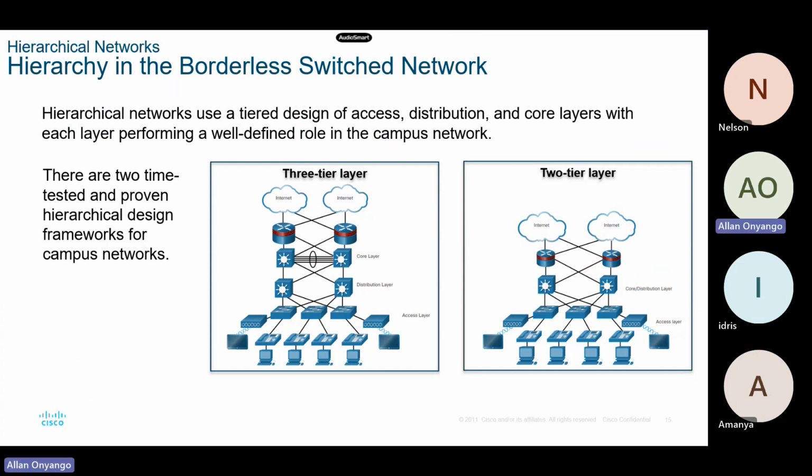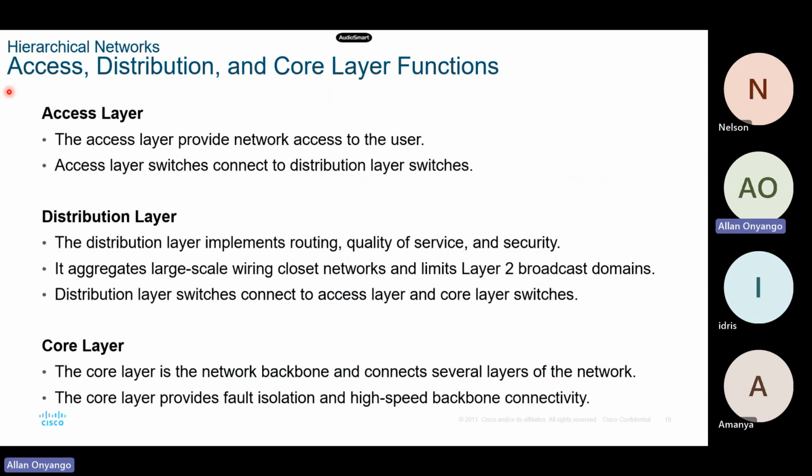Now, let's talk about the function of each of those layers. So the access layer, like we mentioned, provides network access to the end users, end devices, okay? That is the major function of the access layer. But the access layer switches will obviously connect now to the distribution layer switches.